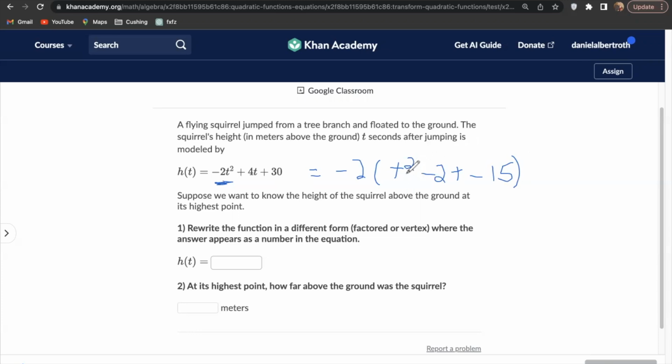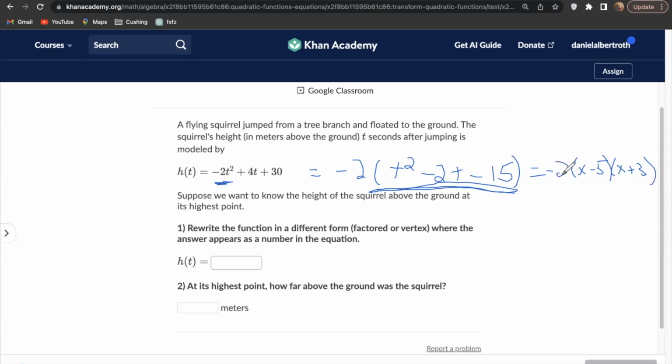If you multiply that back out, it should give you the same as the original. What I can do now is factor this quadratic in the parentheses. So I need two numbers that multiply to negative 15 and add to negative 2. So that's going to be negative 5 and positive 3. So in parentheses, I've factored it as x minus 5, x plus 3, but I can't forget I still have the negative 2 in the front.